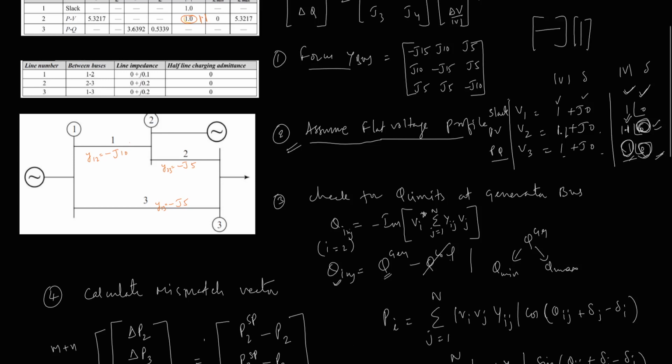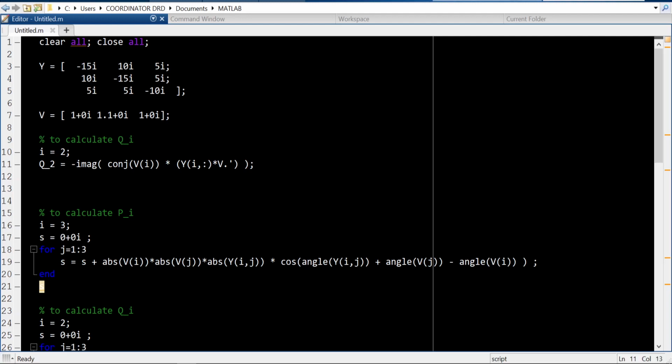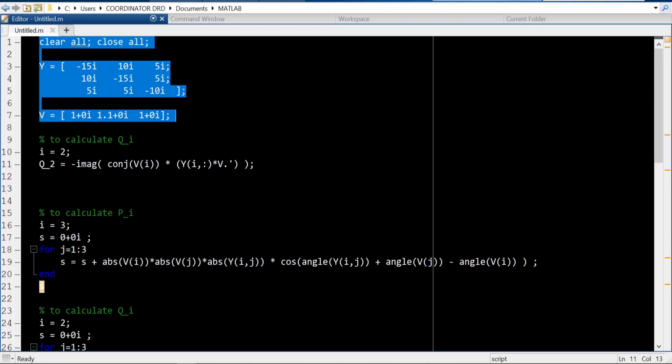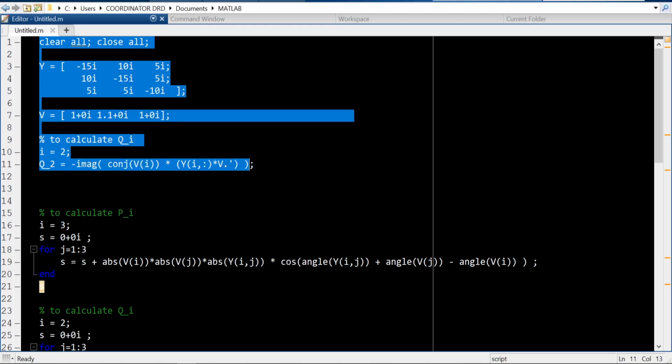In MATLAB you can write this in one step. This is the Y second row, all elements, multiplied by the transpose of the V vector. This V is actually a row vector, so that is why I have taken a transpose here. Now this will compute the net Q2 injection into the bus. So first let me run this.